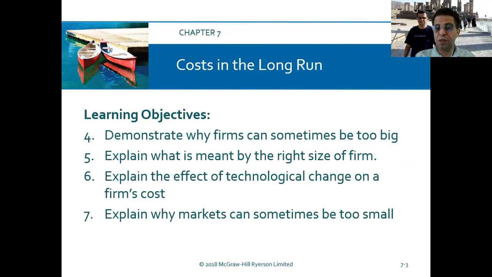Demonstrate why firms can sometimes be too big and explain what is meant by the right size of firm. Explain the effect of technological change on the firm's cost and explain why a market can sometimes be too small.